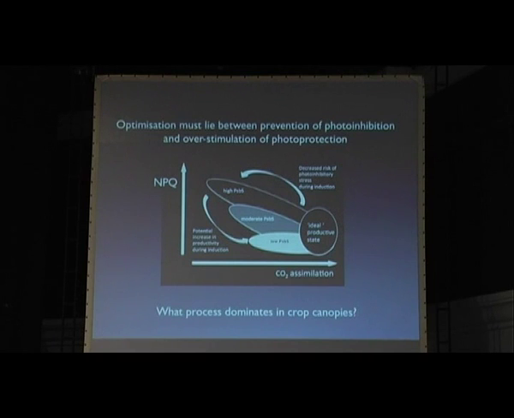So we think there's an optimization that lies somewhere between these two things, and the question then is what process dominates in crop canopies, and this is really what we're after. We can look at things in the lab, we can look at phenotypes, we can look at responses.